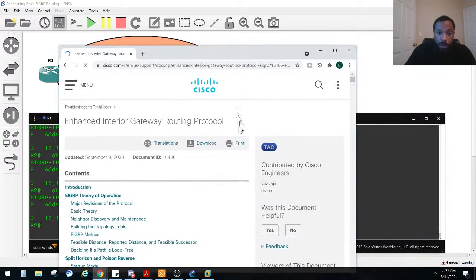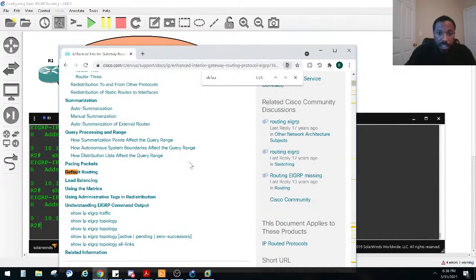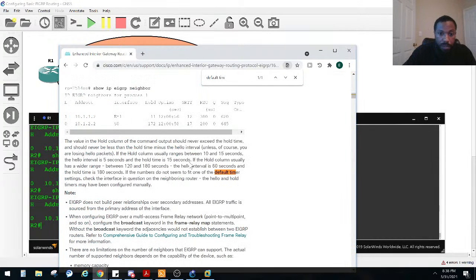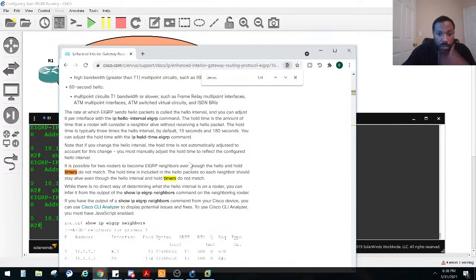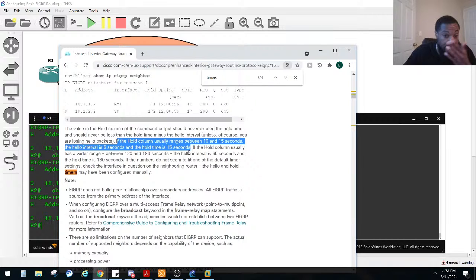Matter of fact, here is a white paper that I'll send you guys. Let's just do default timers. Nope, don't got it there. Let's just do timers. Timers do not match. Oh, so the timers do not have to match. Here we go right here. If the hold column usually ranges between 10 and 15 seconds, the hello interval is 5 and 15. So hold timer is basically, it's kind of like the dead timer, I believe.